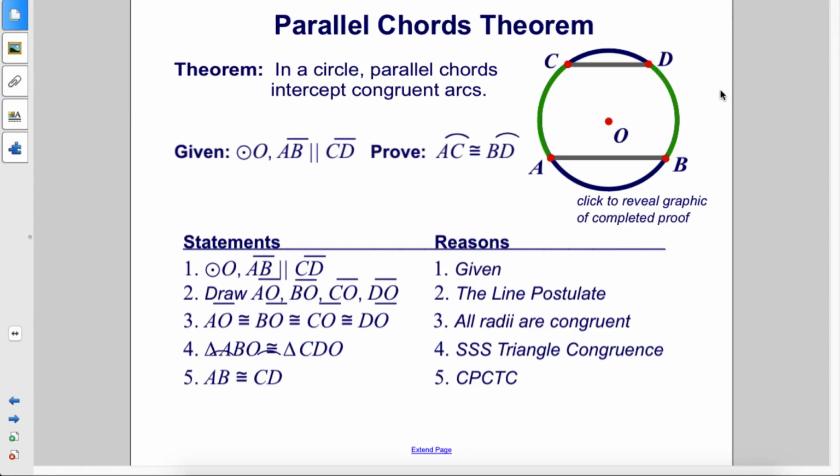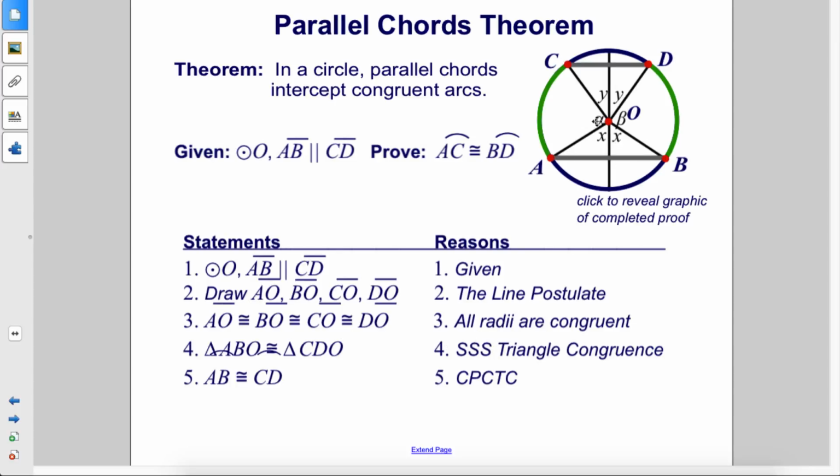Parallel chords theorem. In a circle, parallel chords intercept congruent arcs. Given circle O and AB is parallel to CD, prove that arc AC is congruent to arc BD. We begin with our given information, then we draw some radii, and since those radii are all congruent, we have some congruent triangles because of side-side-side triangle congruence.